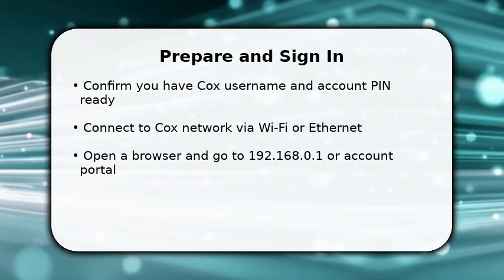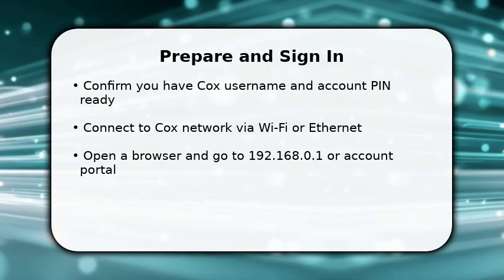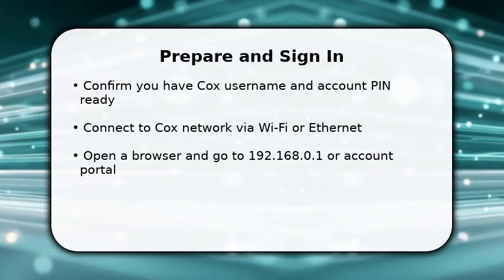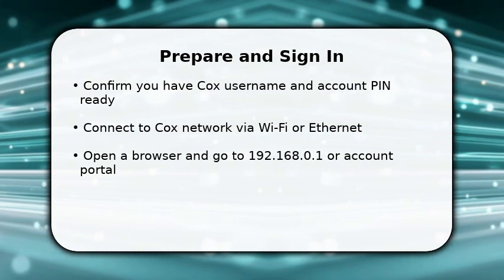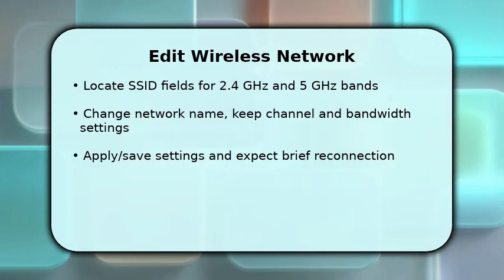Once signed in, look for the Wireless or Wi-Fi Settings tab. That's where the network name lives. If you hit a login prompt asking for router admins separately, use the sticker credentials or your custom admin password to proceed. Now you change the SSID itself inside the wireless settings.